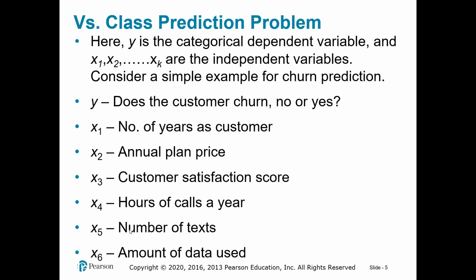How many calls you make a year, how many texts you make a year, and how much data you have used. So basically service attributes combined with some measure of satisfaction. And we might be able to predict how likely it is that you're going to renew your contract or not renew your contract based on this.